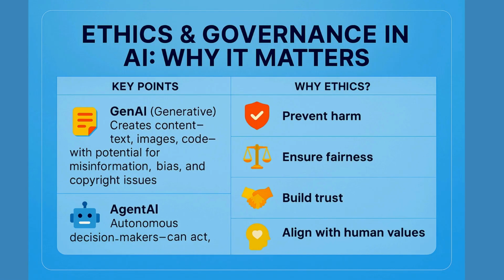The slide emphasizes the core reasons ethics matter: prevent harm, ensure fairness, build trust, and align AI behavior with human values. These principles are foundational for responsible AI development and deployment. As organizations increasingly rely on AI for critical tasks, embedding ethical safeguards becomes vital to maintain public confidence and avoid unintended consequences. Ultimately, this slide calls for a proactive approach to AI governance, ensuring that innovation is guided by integrity, transparency, and a deep respect for social impact.